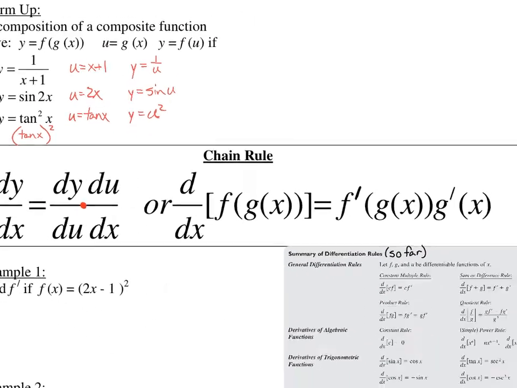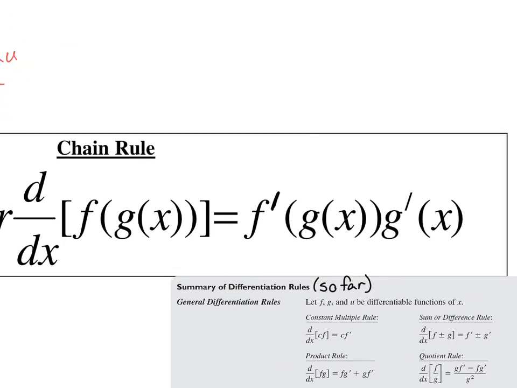Now another way of seeing this, if you're using the f of g of x notation, you're taking the derivative of f, so f prime, but notice you're leaving the g of x alone inside. You're leaving it just as it is. But then you multiply that result by the derivative of the inside.